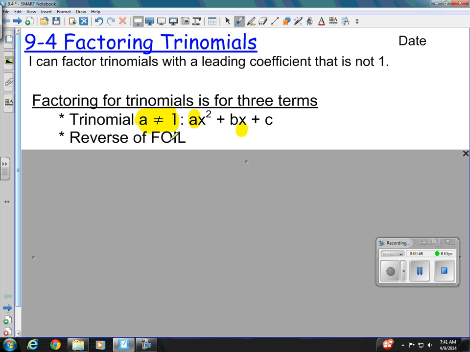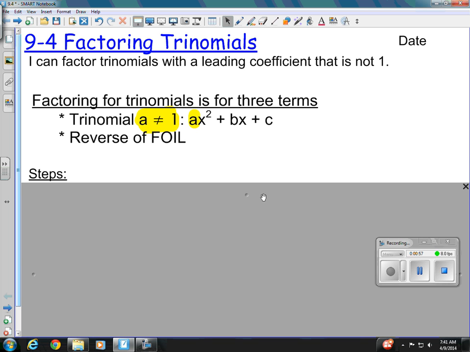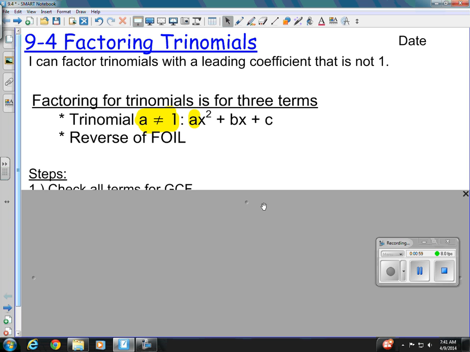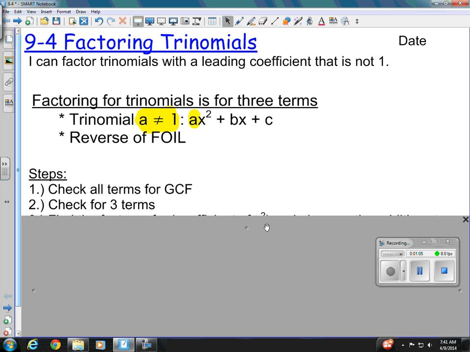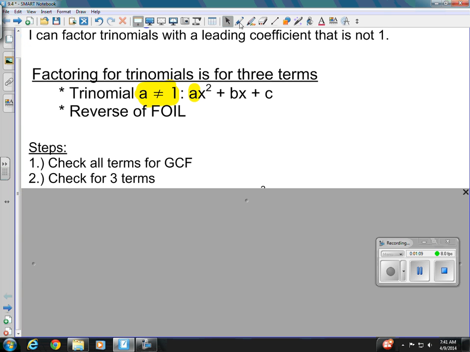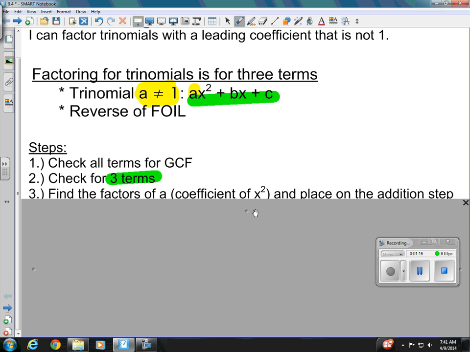So once again, factoring trinomials is the reverse of FOILing. We're going to keep that in mind as we find our answers today. Alright, so steps. Our first step is to always check all the terms for a GCF. Step 2 is to make sure it has 3 terms. It looks like our trinomial up here. So 3 terms, looks like a trinomial.